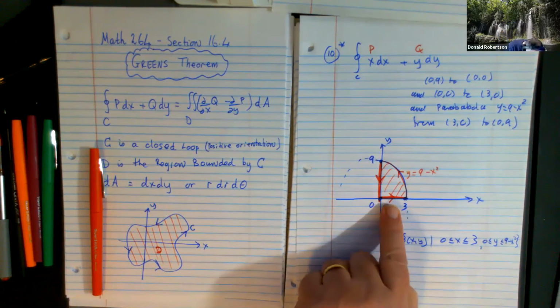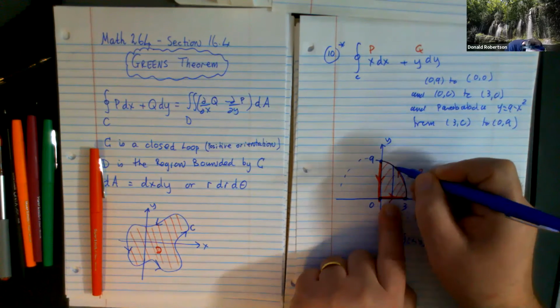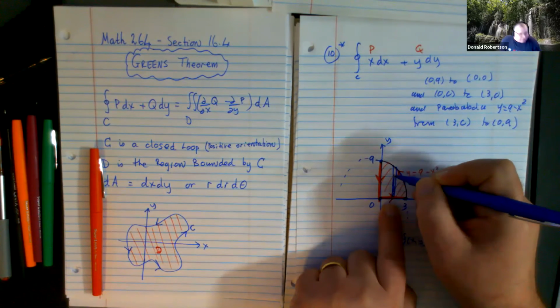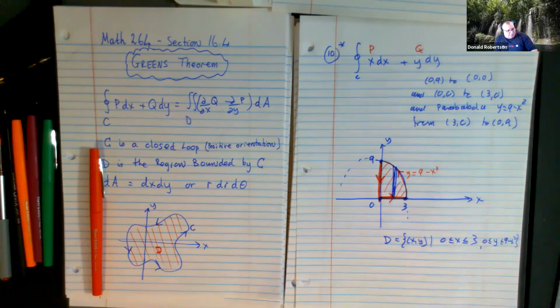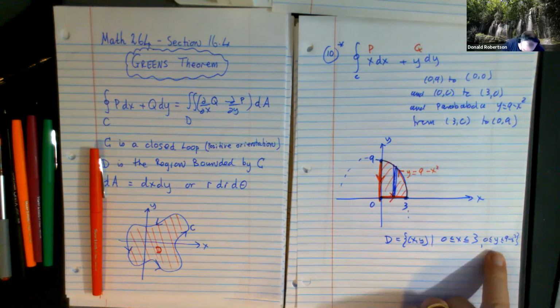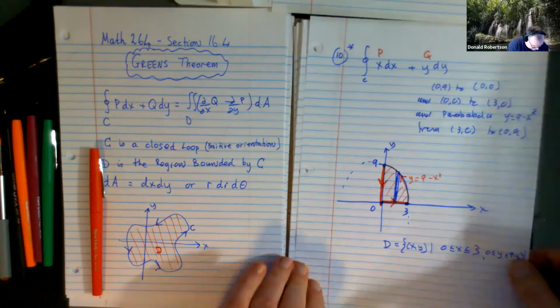Can you imagine one of my little rectangles? It's been a while since I've done these. Remember my little rectangle? It gives me bottom to top. Y is 0 at the bottom. Y is the curve value at the top. So 0 to 9 minus x squared. So that's this one. Okay, now we've got all the pieces.